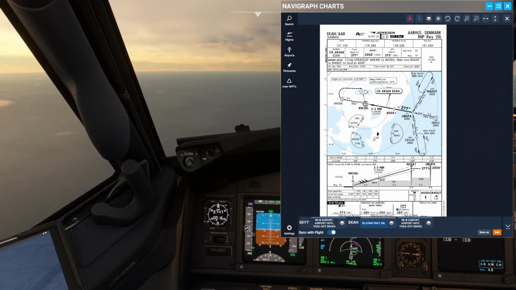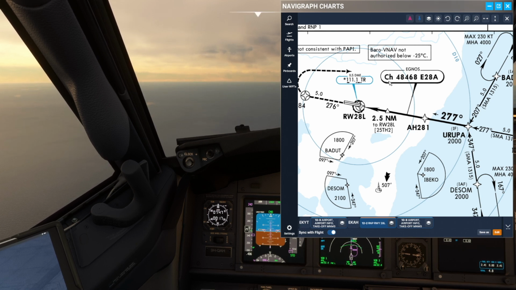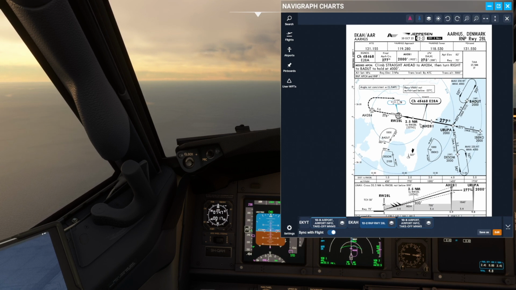Good. So what we see here instead of a localizer and glide slope channel is an EGNOS channel. That is the GPS augmentation system we use here in Europe, EGNOS. And we can see it's on channel 48468 and E28A. Does that matter to us? No, it does not. What we use this for is to calculate a RAIM check, and RAIM is the precision and availability of the satellites. So as you can imagine, one satellite can give you a nice time.